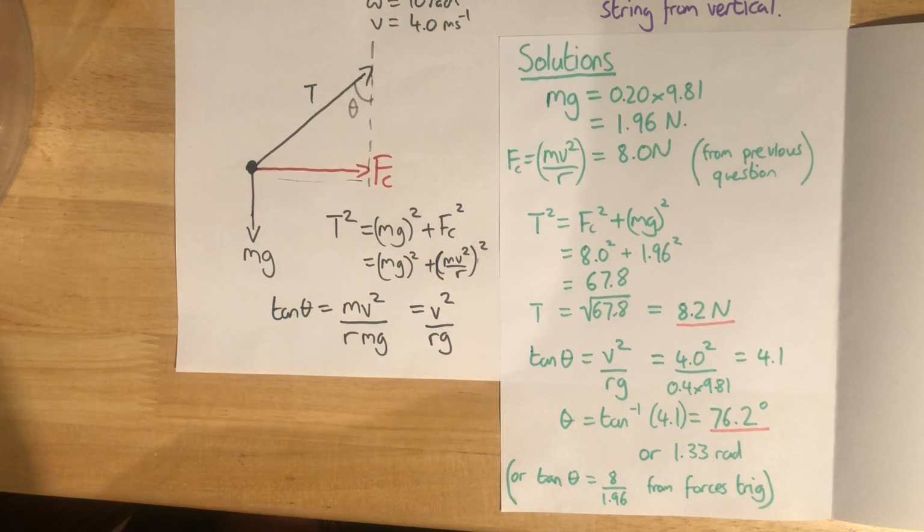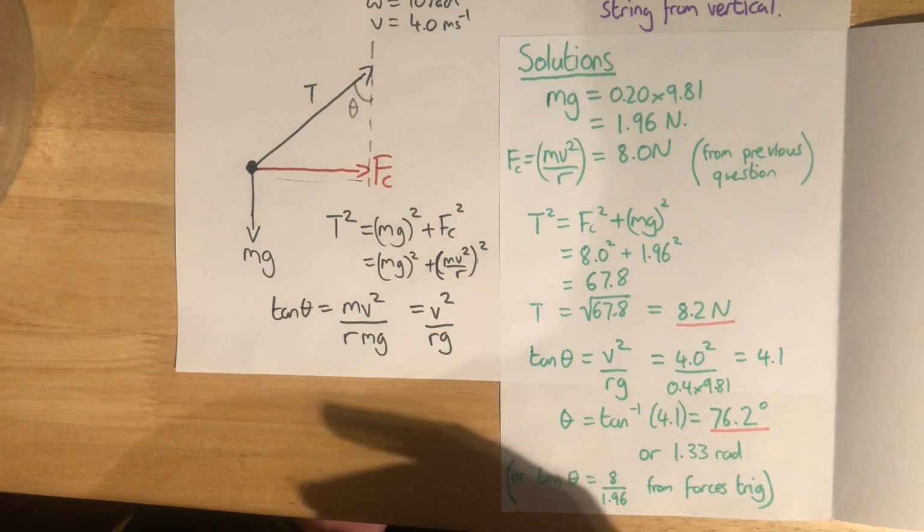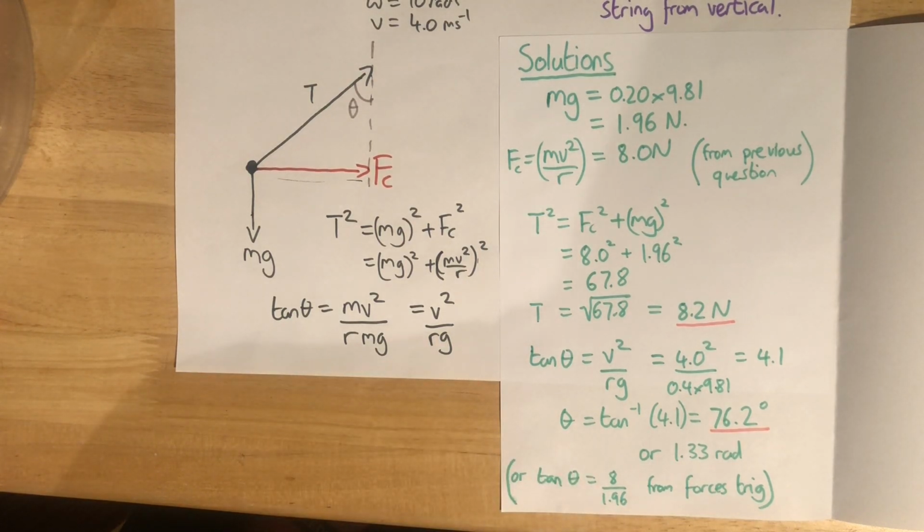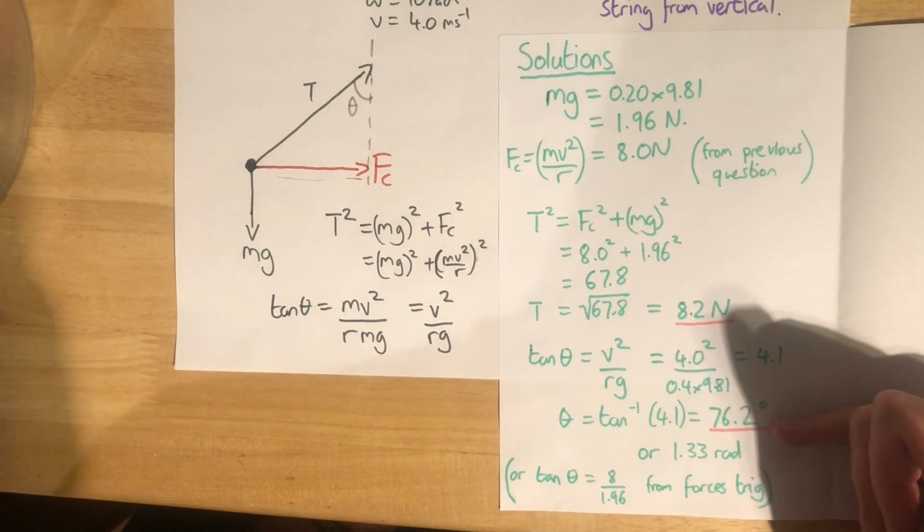We should come out with a tension of 8.2 newtons. Now it was an 8 newton centripetal force, so it's not a huge amount larger, but it is a little bit larger. And the angle from the vertical is 76.2 degrees.